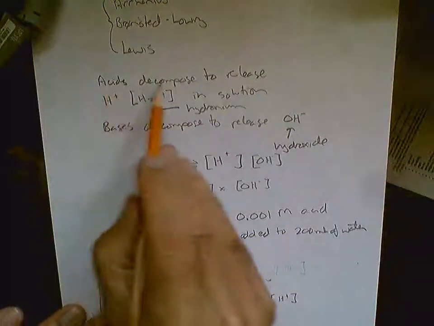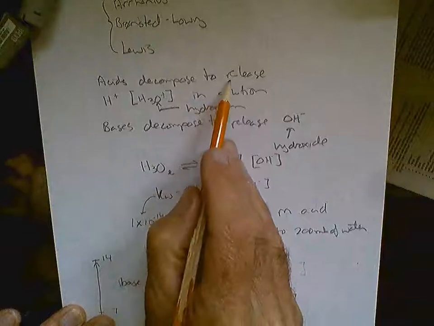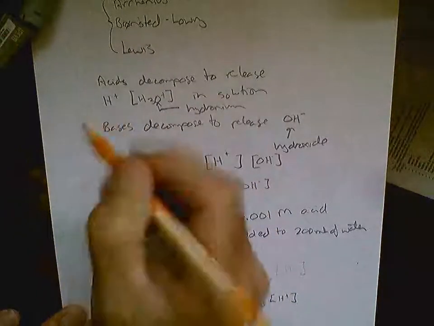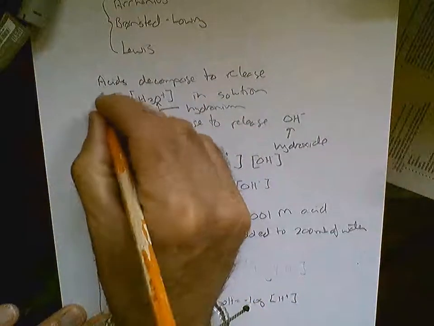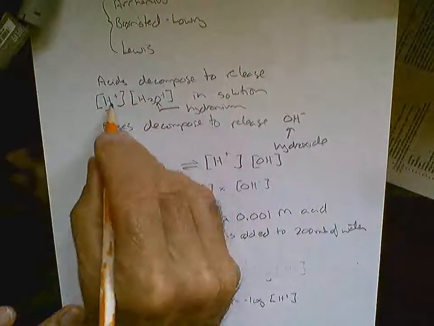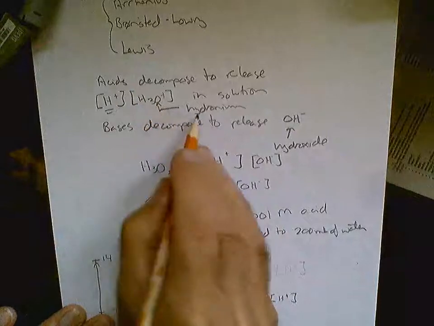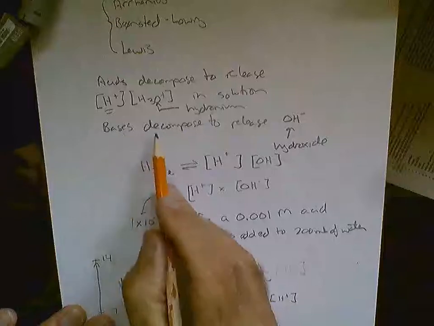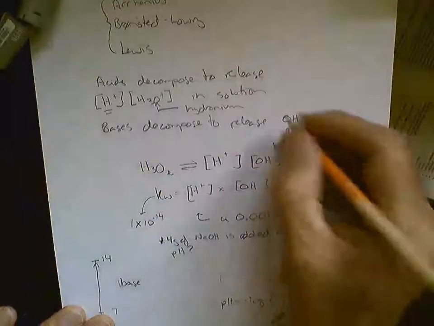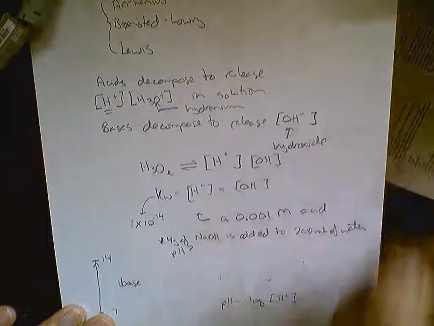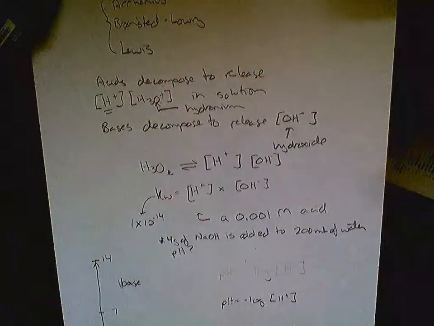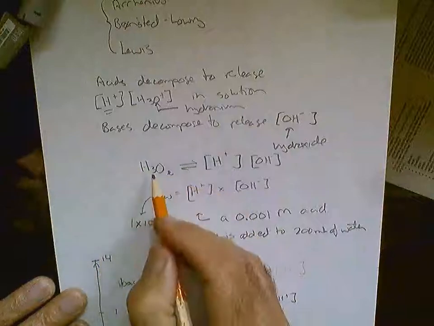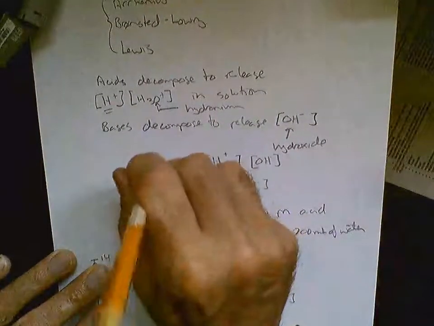So Arrhenius would say an acid is something that decomposes to release H plus in solution. Now you'll see two different symbols there. You'll see H plus or you'll see H3O plus, or hydronium, in solution. Bases decompose to release OH in solution, which is called hydroxide. Now if you take the H and the OH, what do you have? You've got water. You've got H2O.